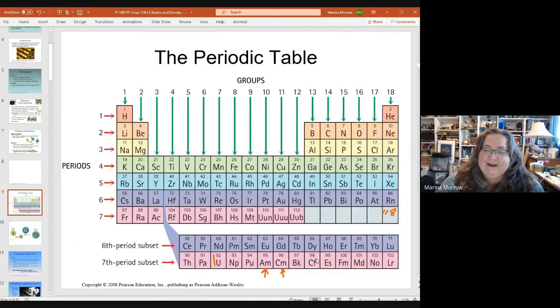And then we have 97 and 98, which were created in Berkeley, California. And I used to work at the lab in Berkeley, and I would overlook where they were making new elements. So my lab window looked down on them. 99 is called Einsteinium, and 100 is fermium for Fermi, who Fermi Lab is named after, and Fermi was one of the people who helped develop nuclear energy.